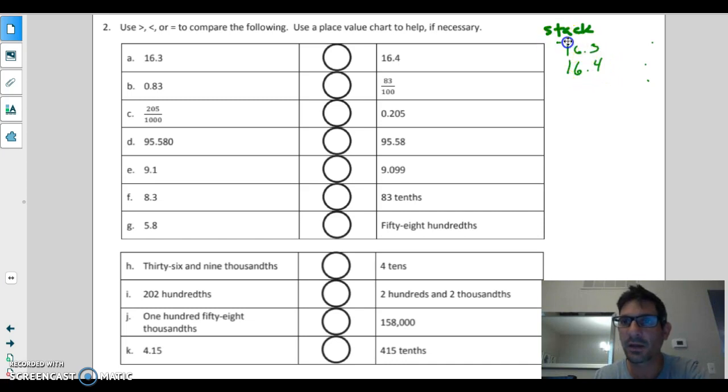Start over here, and we're going to go left to right. Nope. Nope. 4 tenths is greater than 3 tenths. So Pac-Man's going to eat the bigger number. Okay. Look at C. Now this is a fraction. This is a decimal. They're the same thing. That's why I talked about decimal fractions. So we know that this is 205 thousandths. Well, this is basically the same thing, 205 thousandths. So that's going to be equal. Let's do another couple more.